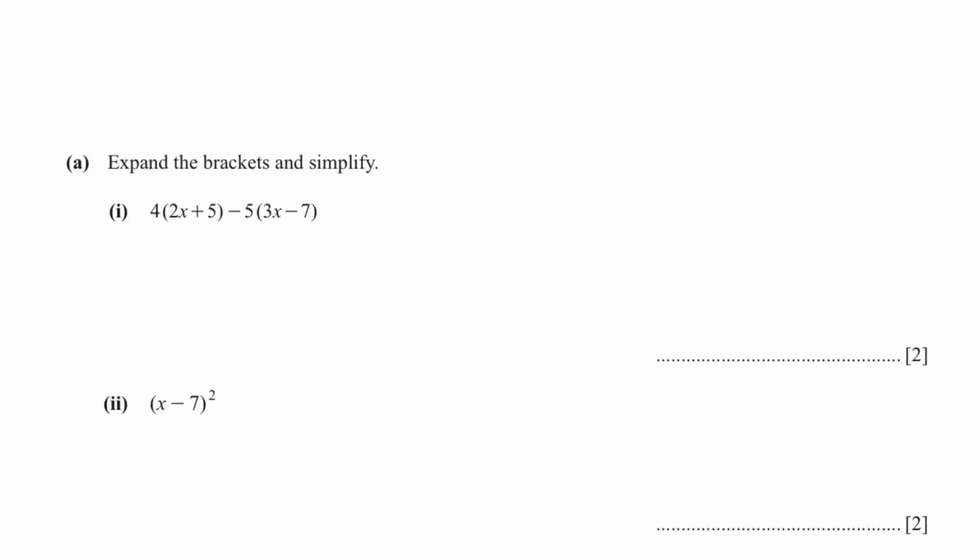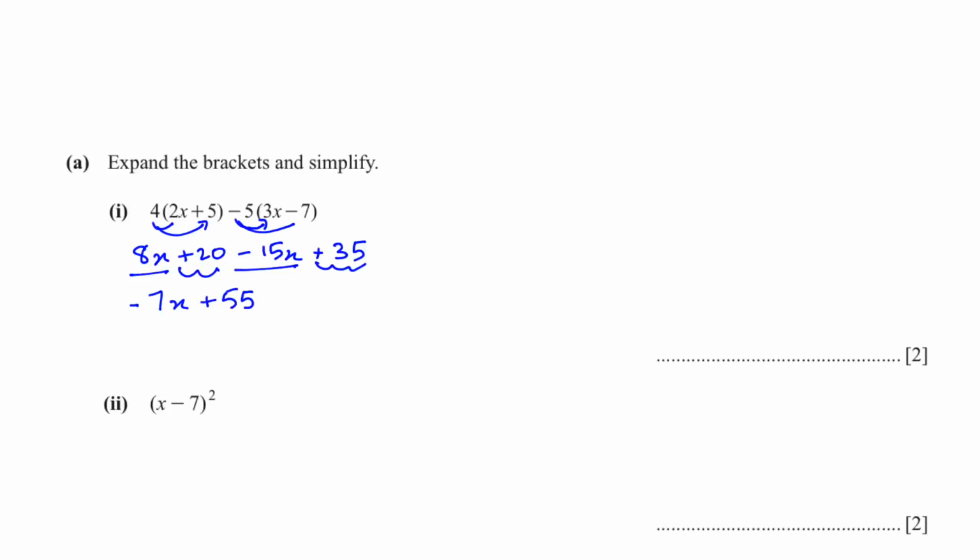To expand the brackets, we have to multiply 4 by this term here and 4 by this term here. So 4 multiplied by 2x will give us 8x, and 4 times 5 is 20. Now multiply with the signs. Negative 5 multiplied by 3x is negative 15x, and negative 5 multiplied by negative 7 is positive 35. Add the like terms together with the signs. So 8 minus 15 will give you negative 7x, and plus 20 plus 35 will give you plus 55.